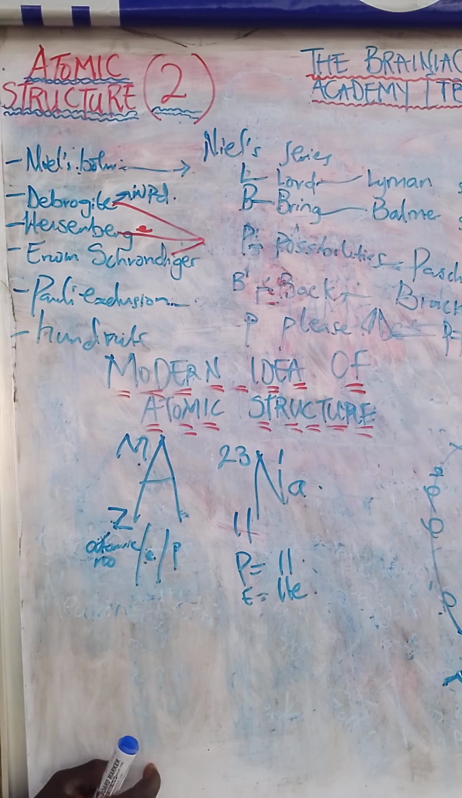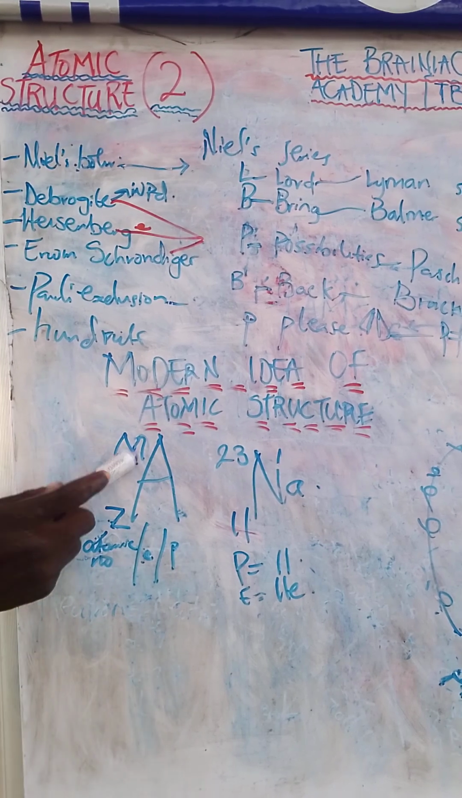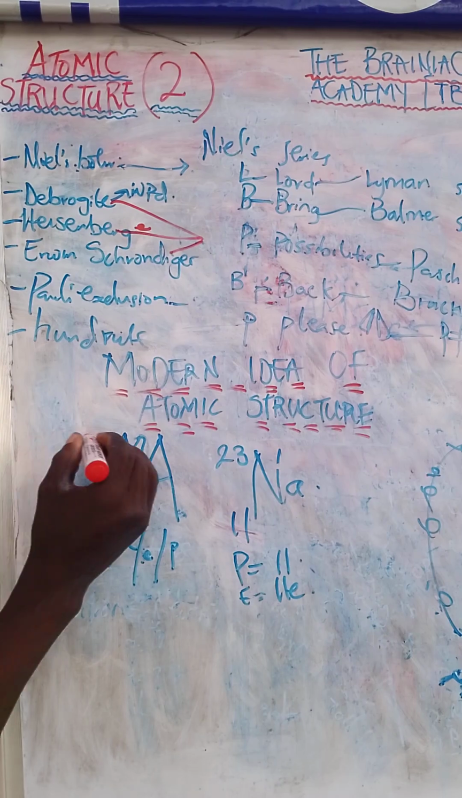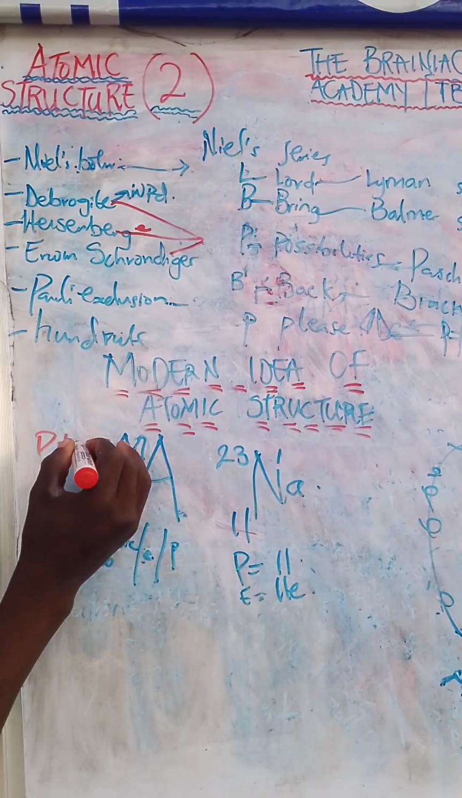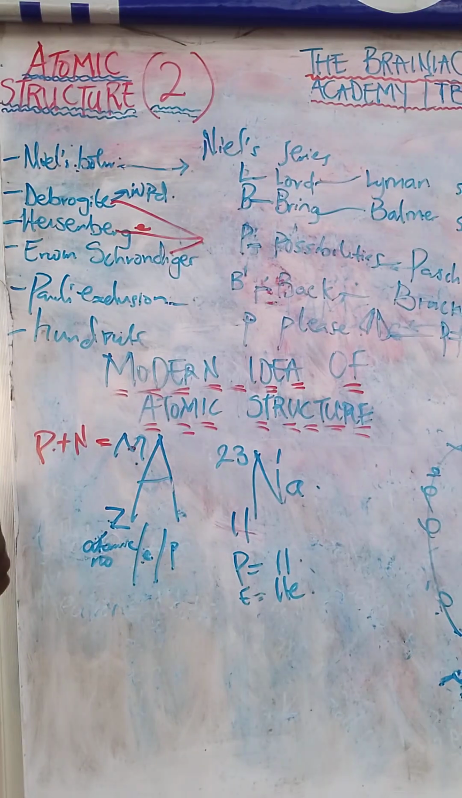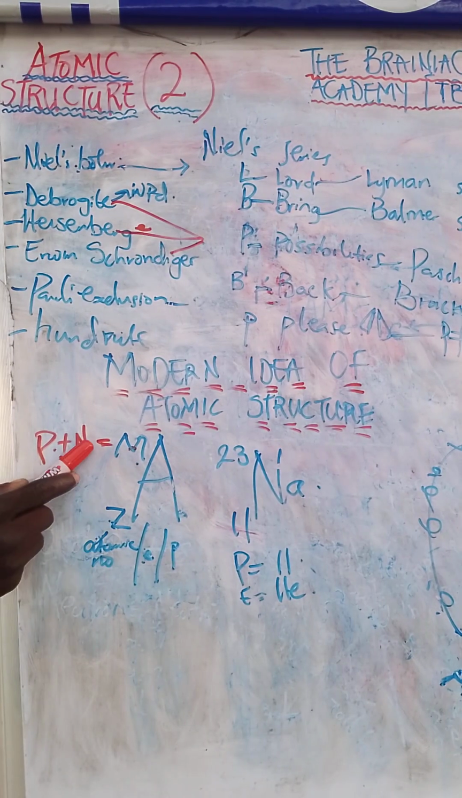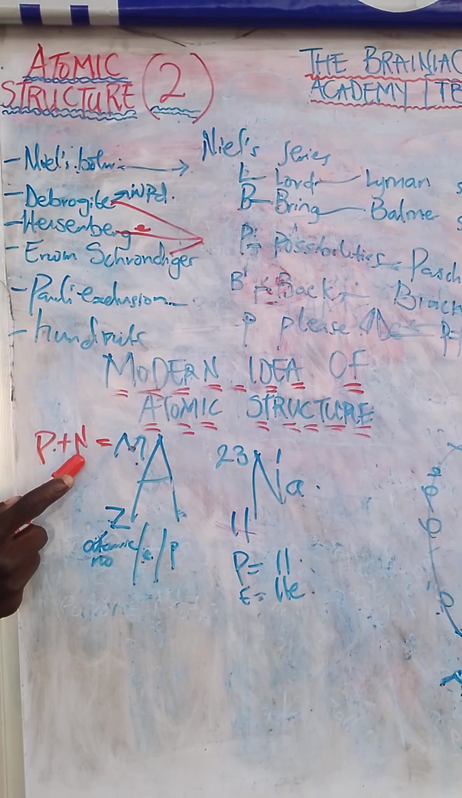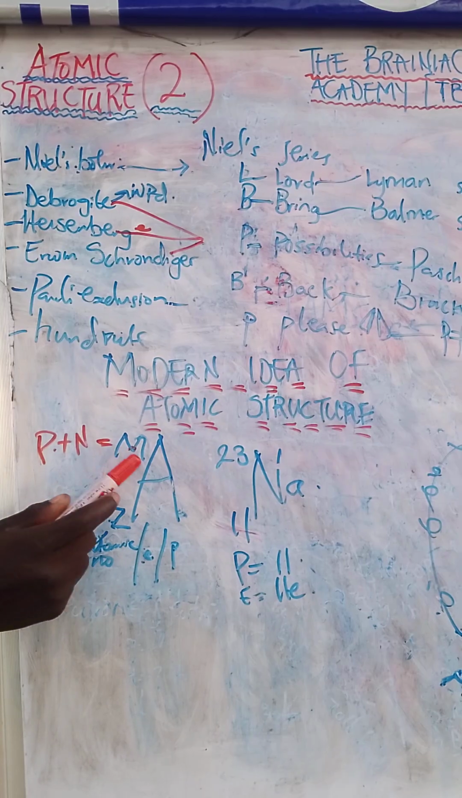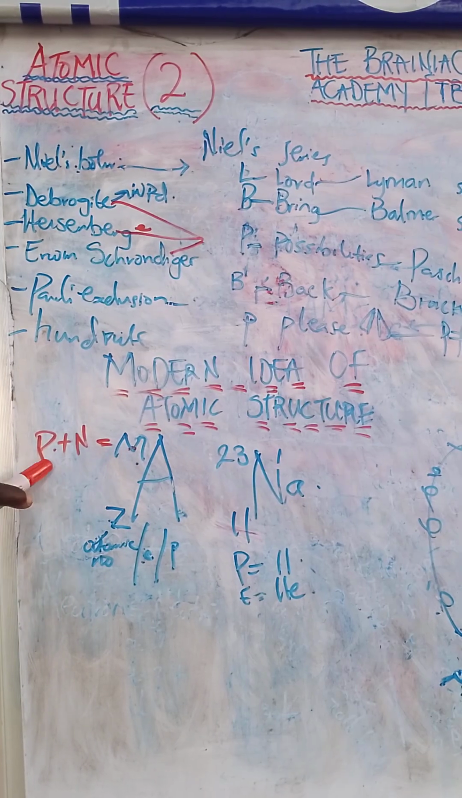Now what's your mass number? This is your mass number here, up here, and your mass number is given as your proton plus neutron. That's why the definition of mass number is the sum total of proton and neutron in an element. So if you have an element A having atomic number Z and mass number M, to calculate the mass number you find the sum total of your proton and neutron.